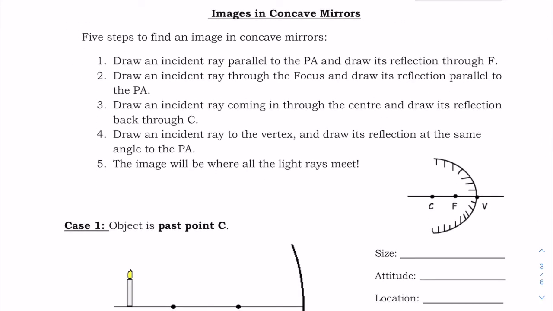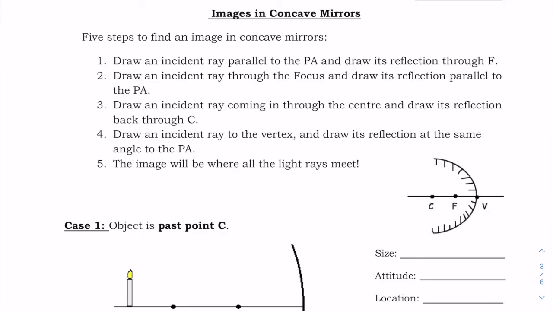So here are the 5 steps to finding images in concave mirrors. And really it's just a summary of what we did on the previous page. So you're going to draw those 4 rays of light. Let me just summarize them. The first one is a ray of light that is parallel to the principal axis and reflects through the focal point. The second one is an incident ray of light that passes through the focal point, but upon reflection comes out parallel to the principal axis.